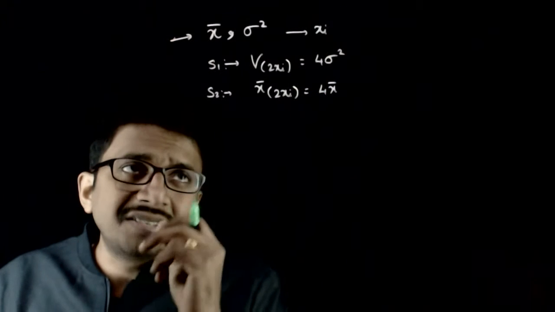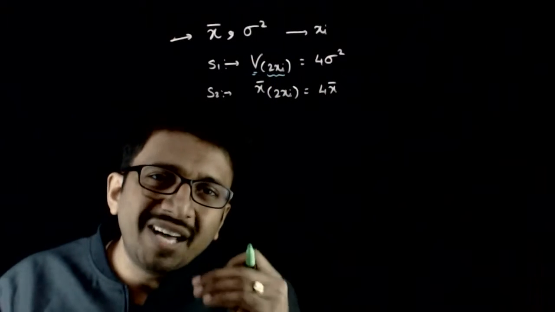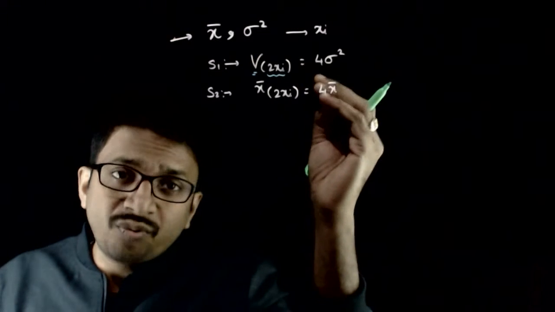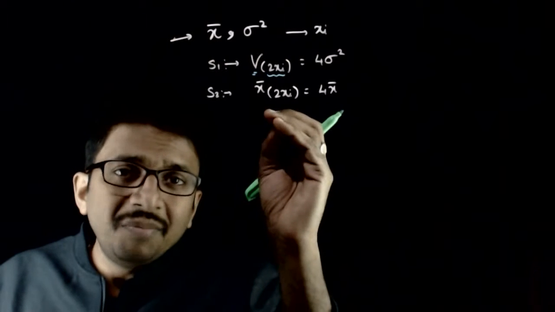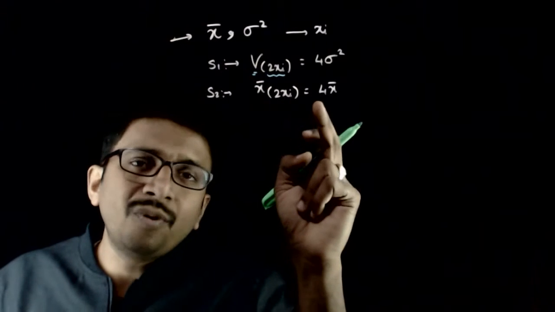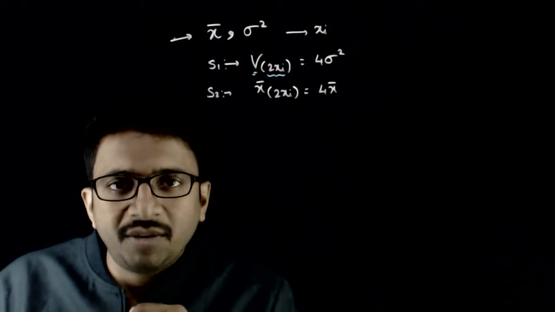Now you're asked to find the variance of 2xi, that is, if you double each of these observations, the variance is given as 4 sigma square. You have to say whether it is right or wrong. And for the mean of the new observations, if you double the observations, it is given that the new mean is 4 times the original mean. So you have to see the truthfulness or falsity of these statements.